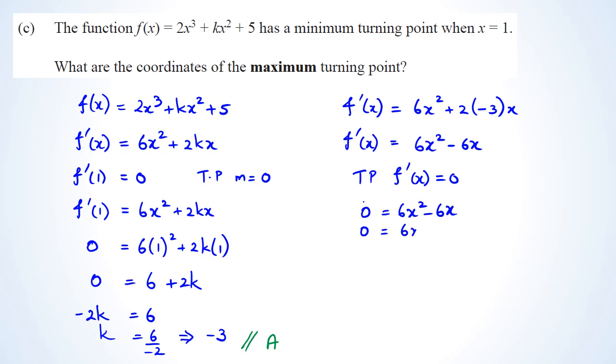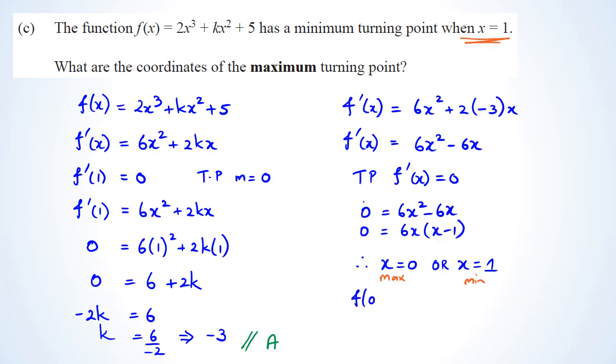Factorizing this, I'm going to get 6x multiplied by x minus 1. And from here, I can say, therefore, x is equal to 0 or x is equal to positive 1. Now, it's asking you to find the coordinates of the maximum turning point. Obviously, when x equals 1, that's the minimum turning point, because that's according to the question there. So if this is the minimum one, x equal to 0 has to be the maximum one. But the question is actually asking what the coordinates are. So you actually need the y value when x equals 0.